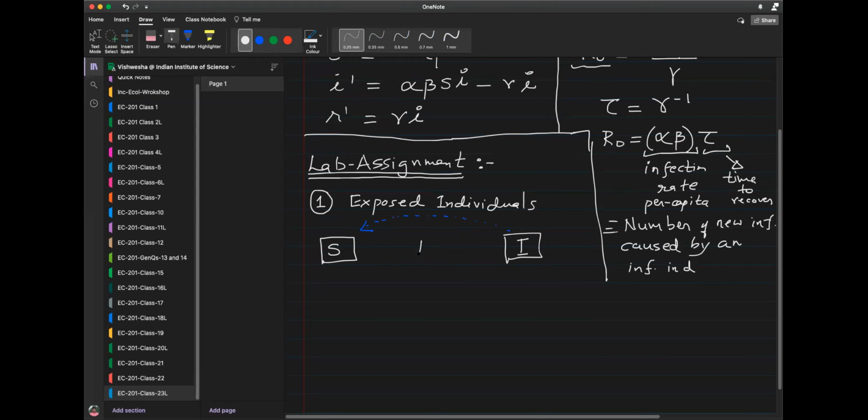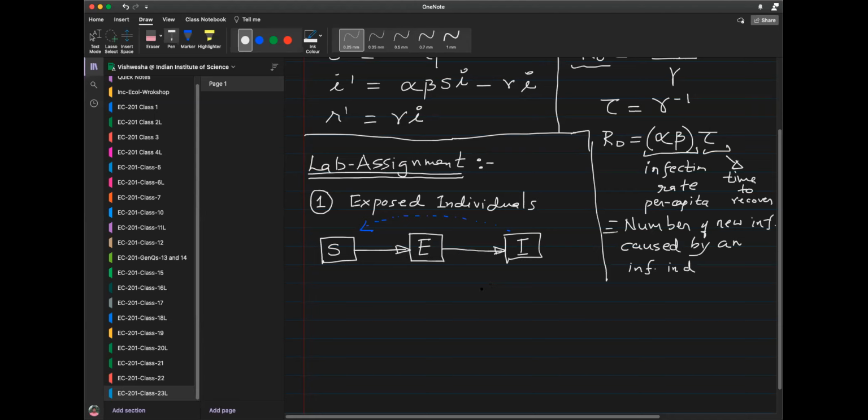But usually, in a large number of cases, individuals don't become infected immediately. They are exposed to the virus because of the interaction. And then after some time, they become infected. So there is some time lag for a susceptible individual to become infected and also infectious. I hope you understand the difference between having been infected and becoming an infectious person.